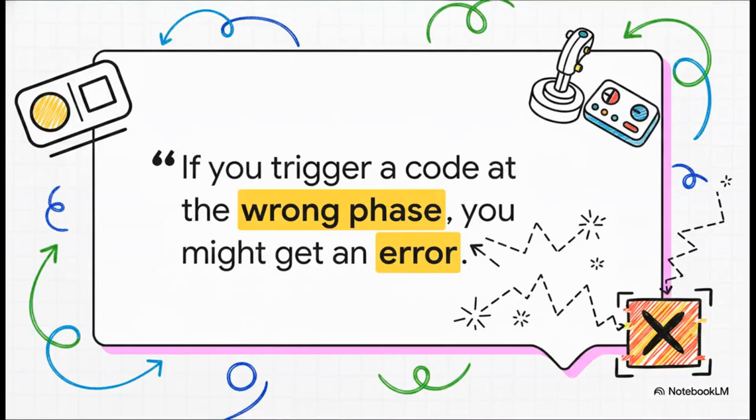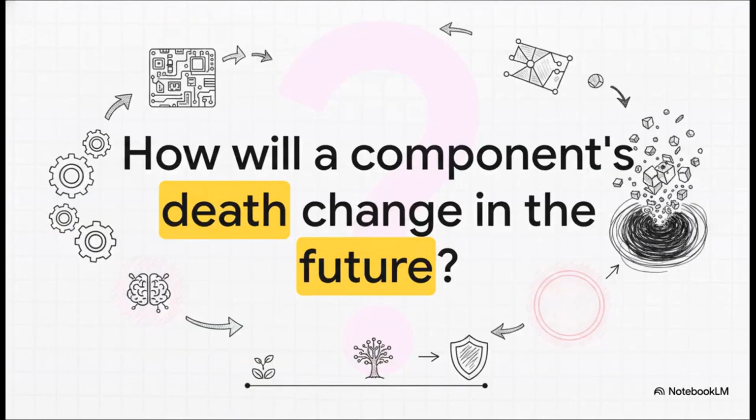Because ultimately, the golden rule here, whether you're building a React button or an airplane controller, is this. If you trigger a code at the wrong phase, you might get an error or an unexpected value, or maybe your application might even crash. Knowing when to trigger your logic during these life cycles is fundamentally just as crucial as knowing how to write the logic itself. Which leaves us with a pretty wild final thought to ponder today.